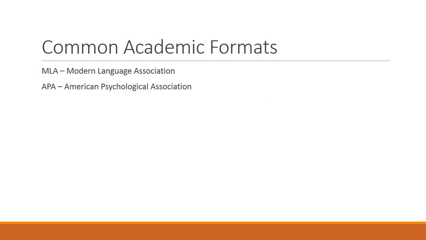Two common academic formats are MLA, Modern Language Association format, or APA. A lot of times the American Psychological Association or APA format is used in the sciences, but in literature, very often the MLA format is used. Whatever your format is, you just need to get a reference guide and you can format it for that.